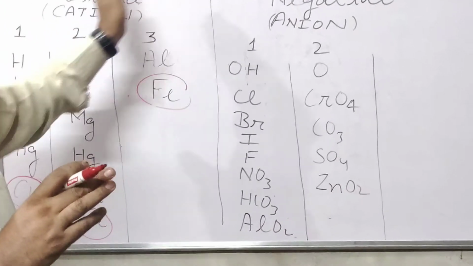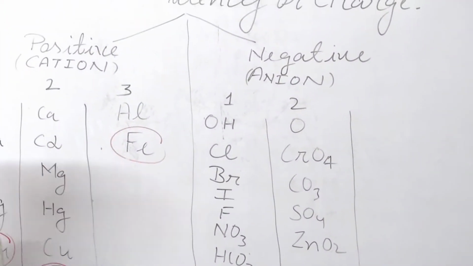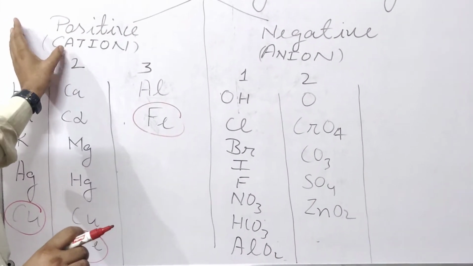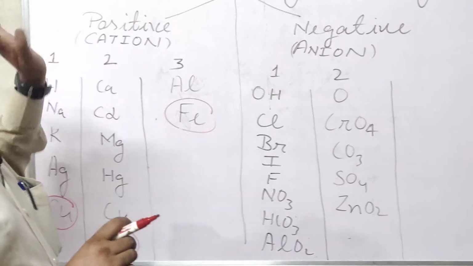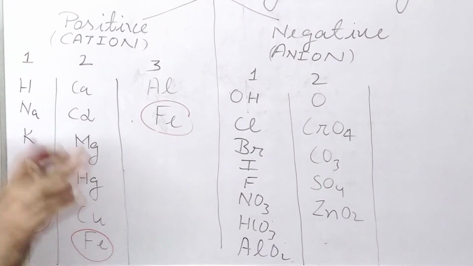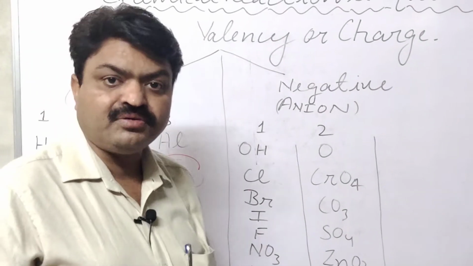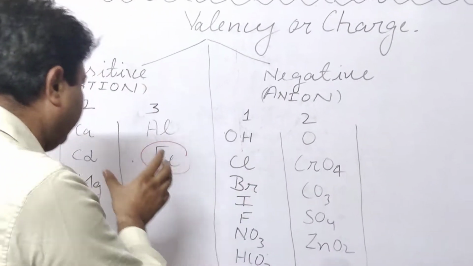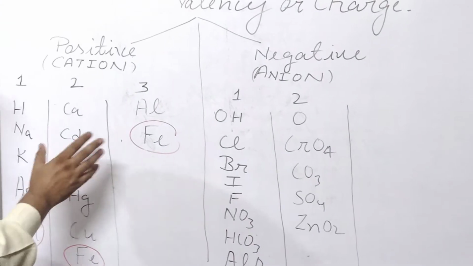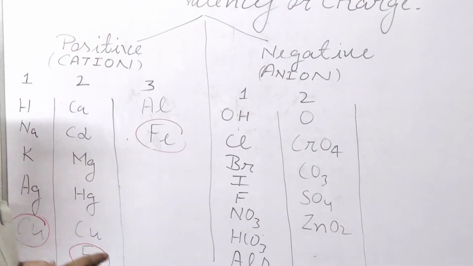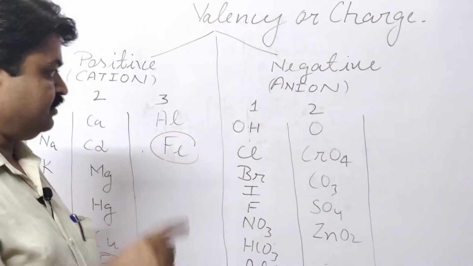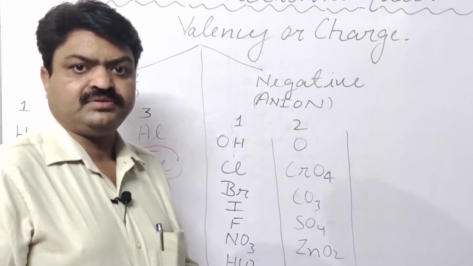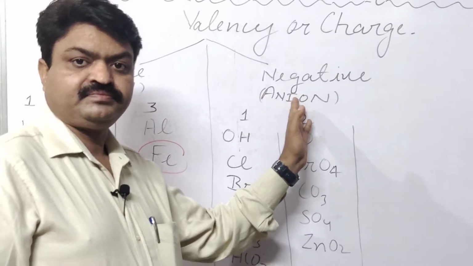Now we come to the anions, the negatively charged elements. We have discussed that those are cations. Why are they cations, student? Because they can lose their electrons. These elements or polyatomic ions can lose their electrons, but these anions can gain electrons.